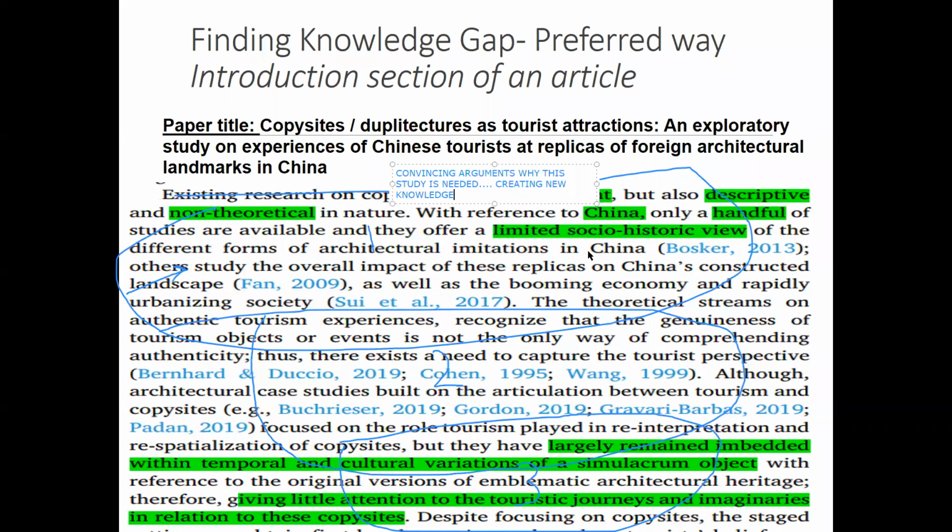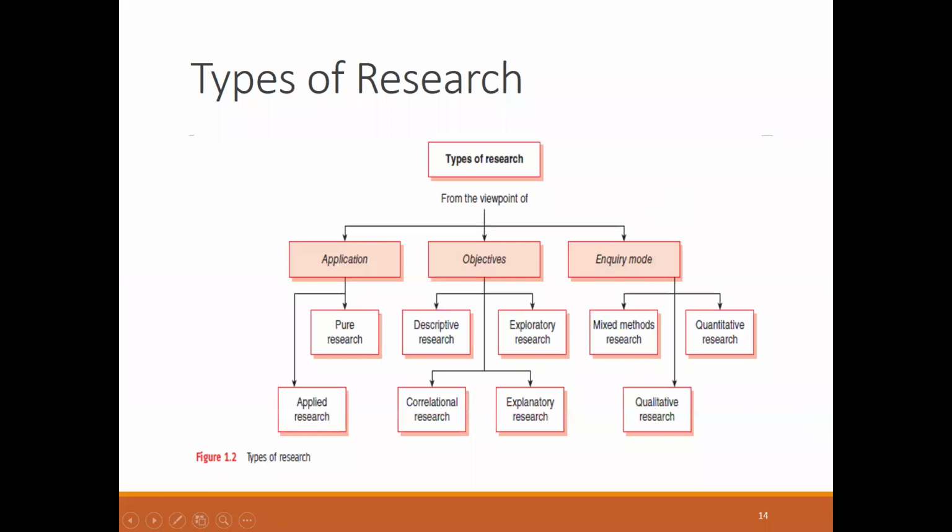Okay, so now let me try to simplify further about your understanding of research. We have different types of research. We have already discussed research by application. We have discussed pure research, also called basic research. We have discussed applied research. So I am hopeful that you are clear about these two types.